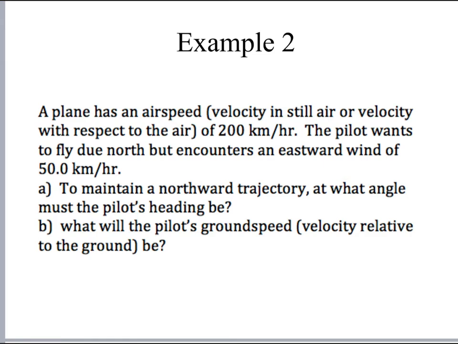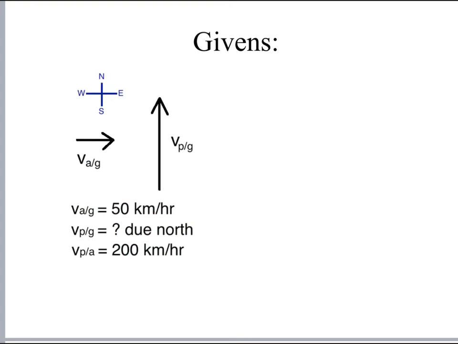Okay, the first thing we want to do is look at what we're given in the problem. So we know that the magnitude of the airspeed is 200 kilometers per hour, and we know that the wind is eastward at 50 kilometers per hour, and we know that the direction we want to go is northward. And so this problem is a little weird because we've got some vectors we know the magnitude but not the direction, and other vectors we know the direction but not the magnitude. And of course the air, we know both its magnitude and direction, but we're going to have to draw the right picture, and it gets confusing because we don't have all the information all at once like we did in the last problem. So let's look at what we do have.